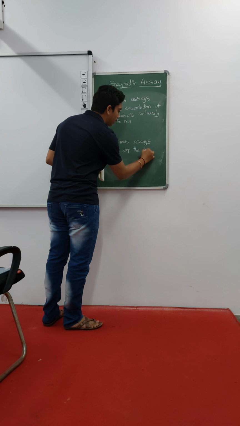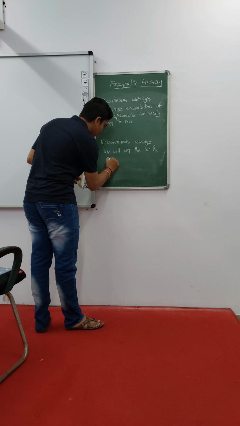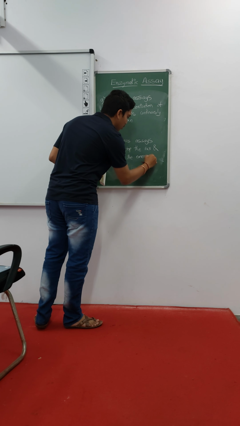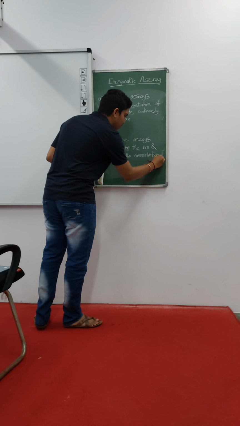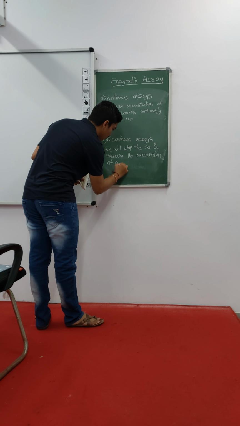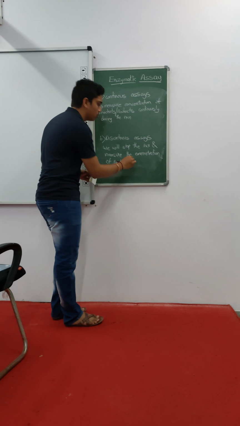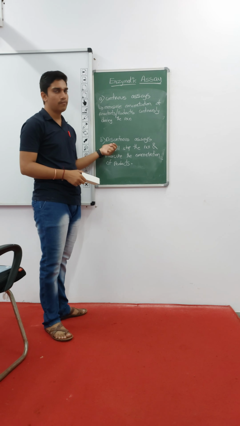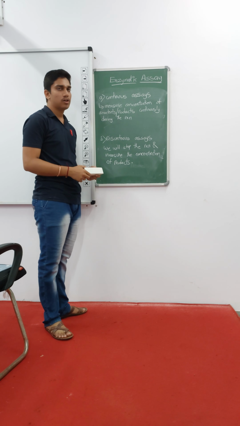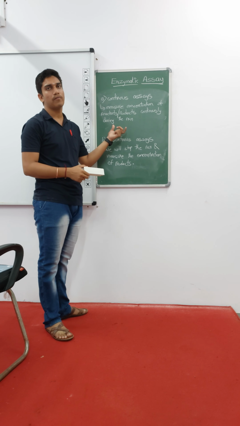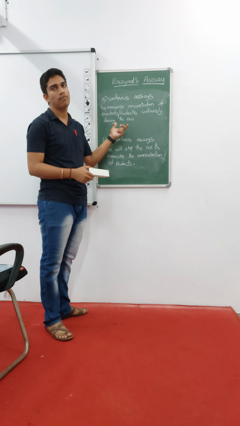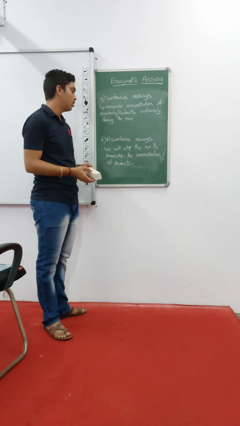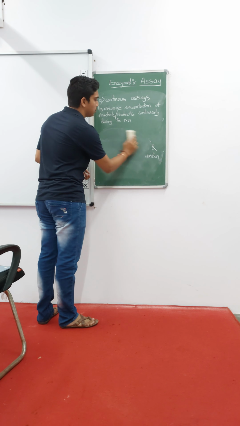And next, when it comes to the discontinuous assay, here we will stop the reaction first. So first we will stop the reaction and measure the concentration of products. When you want to say the difference between continuous assays and discontinuous assays, here the reaction will be stopped for measuring the concentration of the products. But in continuous assays there is no stoppage of reaction, so we will get the accurate results. But in the case of discontinuous assays, there is a chance for getting error in the values.